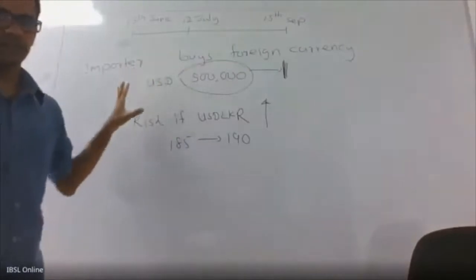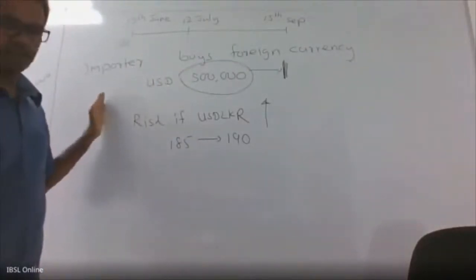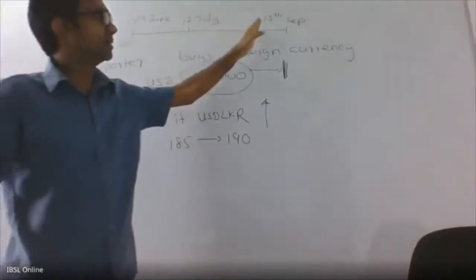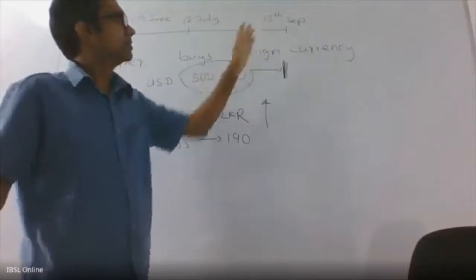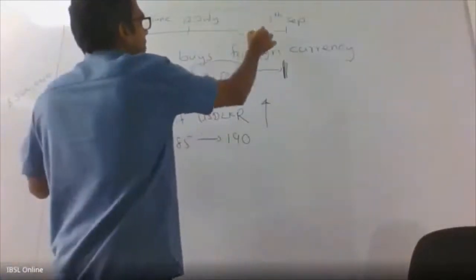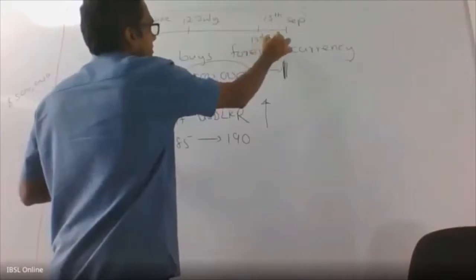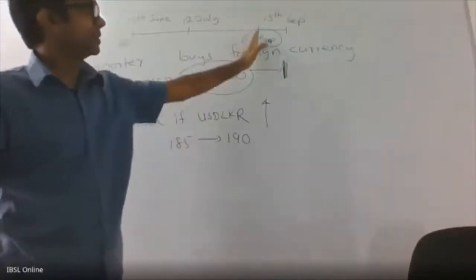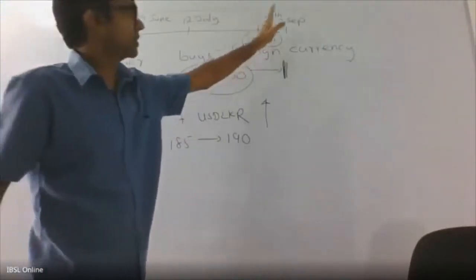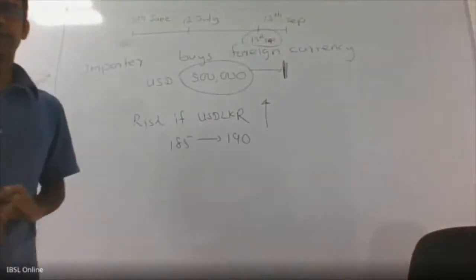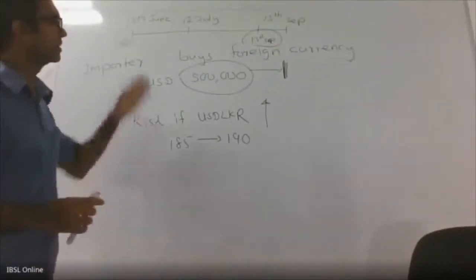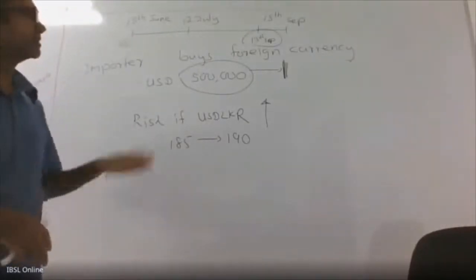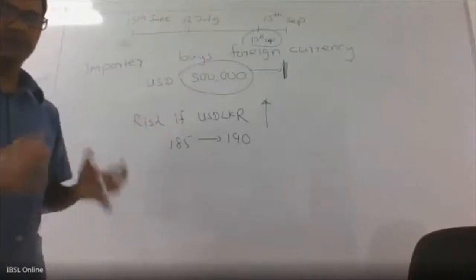That risk is there at this point. If the importer does not do any hedging transaction, the risk is there. He carries this risk until probably 13th September, because on a spot basis he has to enter into the transaction on 13th September to settle the transaction on 15th September. So until that time, he carries the risk. Either he can decide to carry that risk or hedge.